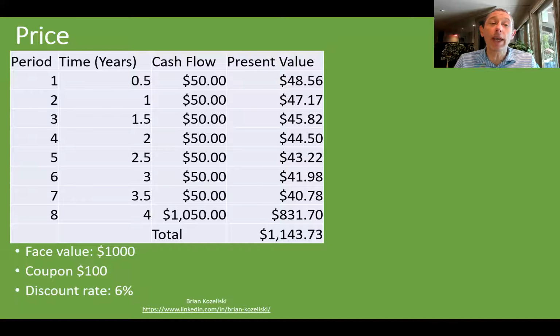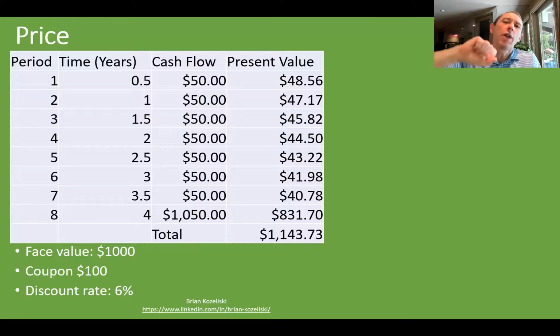Let's go ahead and do a quick example of that. Let's suppose we have a bond, face value of 1,000. Coupon of 100, but it pays semi-annually. So we're actually going to get $50 every 6 months, and we're going to discount this at a 6% rate. So if we go through and do this, feel free to pause it if you need to, but in 6 months or half a year, we're going to receive $50. That discounts to a present value of $48.56. In 1 year, that $50 payment's present value is $47.17. You can go through the rest of the numbers.